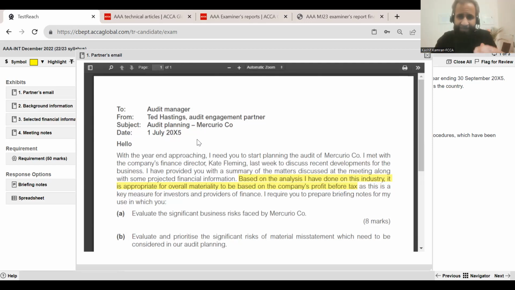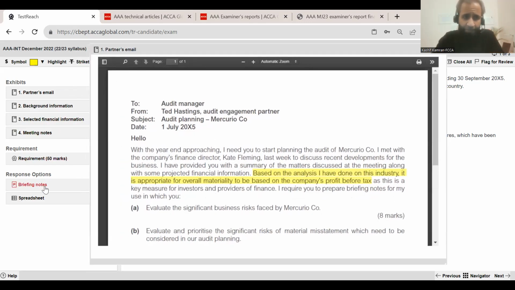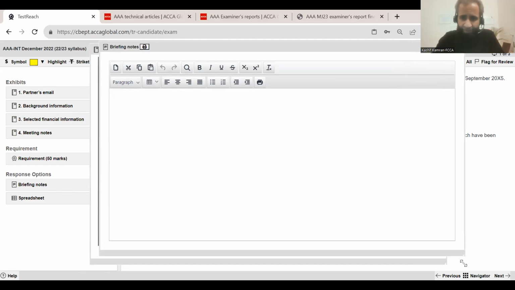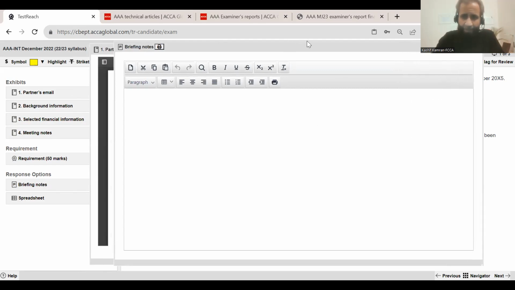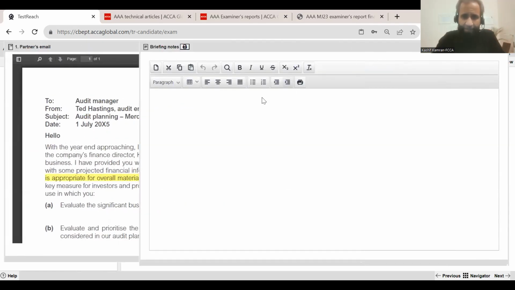Now, how would you set things up? First of all, you will immediately open up the briefing note from the response option right here, enlarge it, and bring it to the left side with your partner email on the right side. Then on the briefing note, you will write the heading briefing note. Even if you're not writing that, that's perfectly fine, because the briefing note is already given in the header of this document you've just opened.